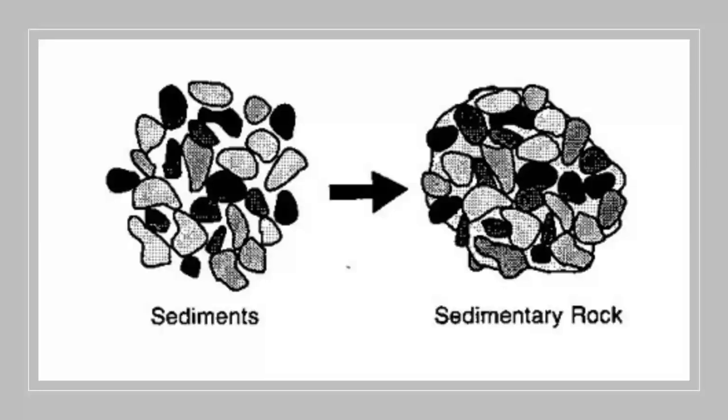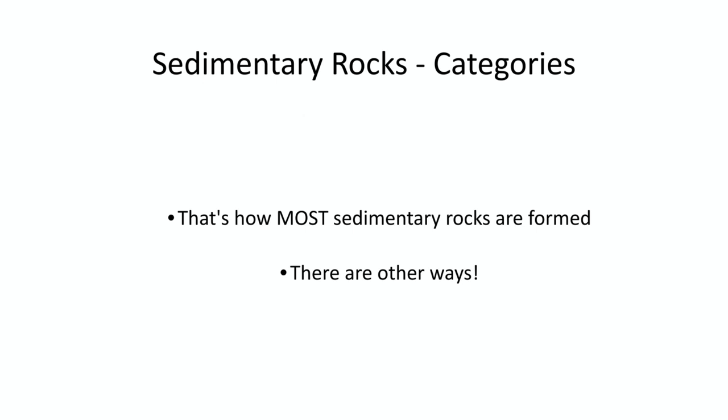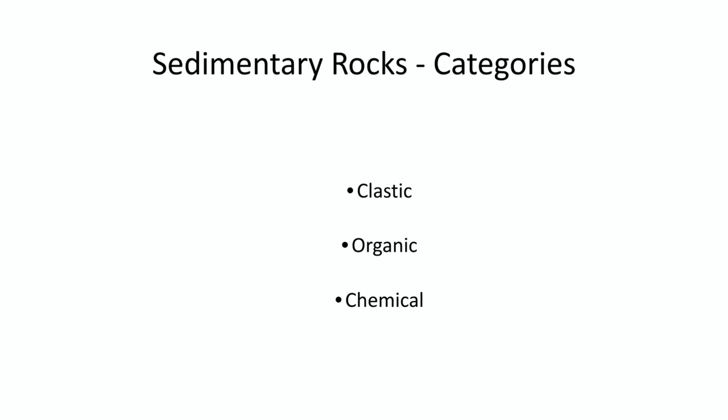And again, just another picture. You have individual sediments after weathering and erosion and deposition, and then compaction and cementation will give us sedimentary rock. Whew! That is how most sedimentary rocks are formed. There are other ways. I told you to buckle up. This is going to be a long one.